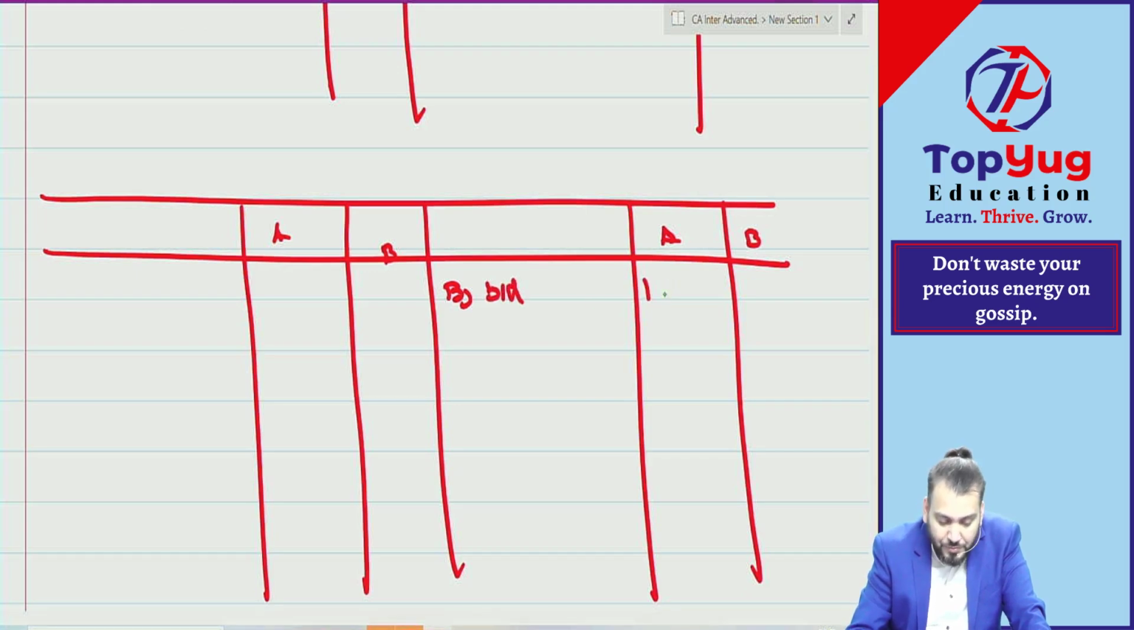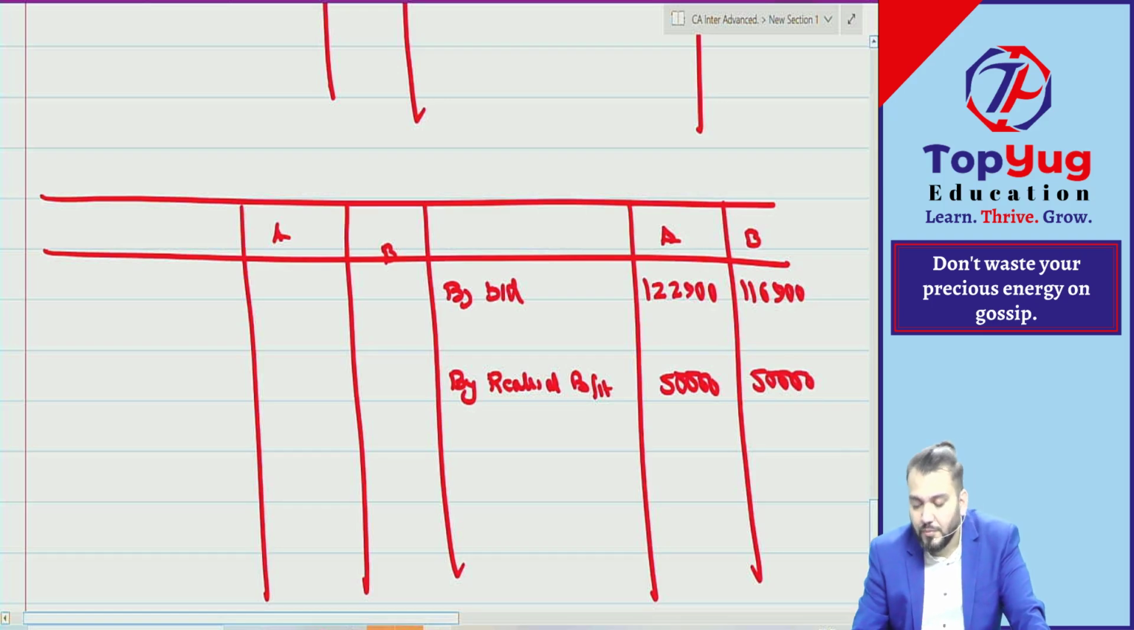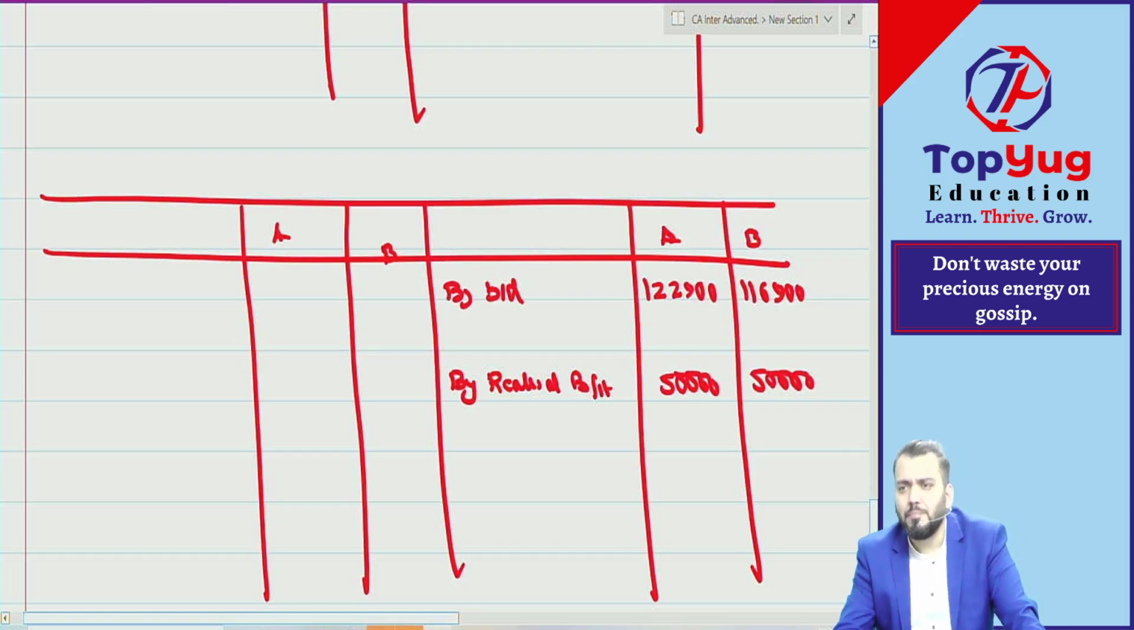1 lakh, 22,900. Then what? By realization, profit. How much? 50,000 and 50,000. Only these two. Then whatever PC received, whatever consideration received will be allocated to A and B.